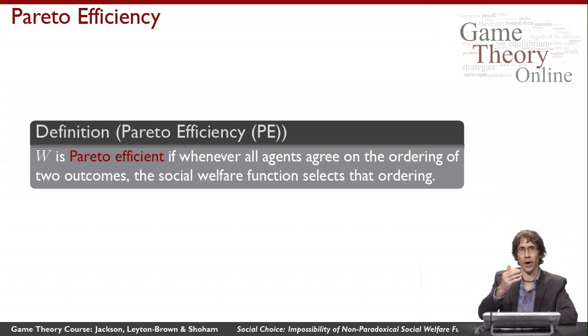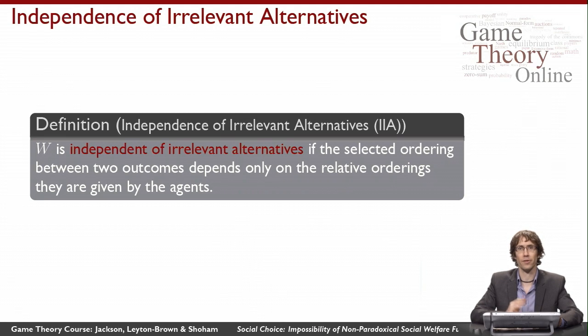It's going to put A somewhere higher in the ranking than B. And that's all we're requiring by Pareto efficiency. We're just saying only in the case when everybody agrees, absolutely everybody agrees, the social welfare function has to rank in the appropriate way.